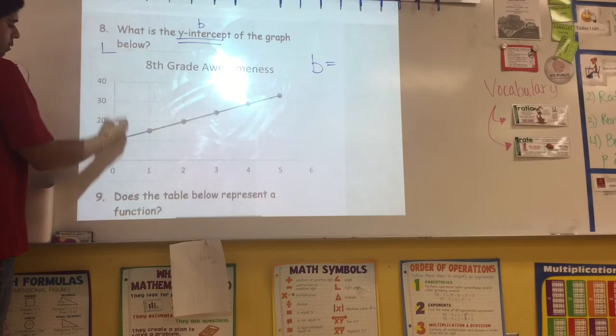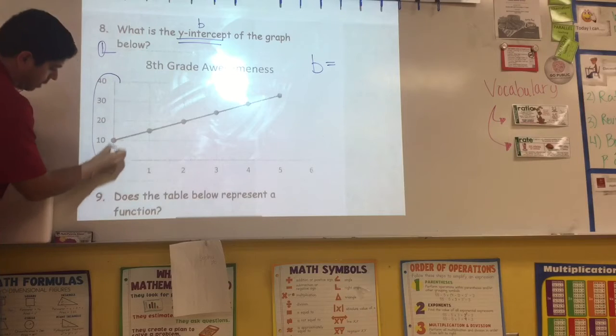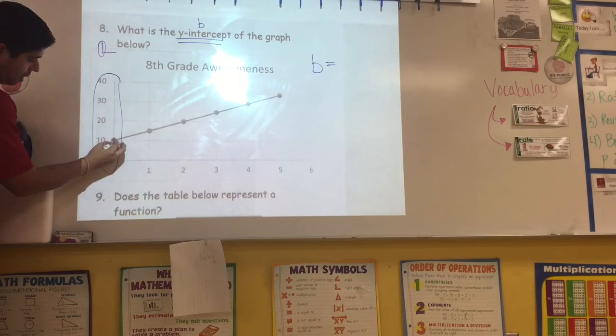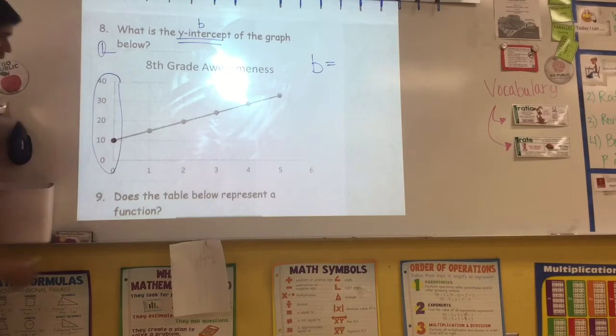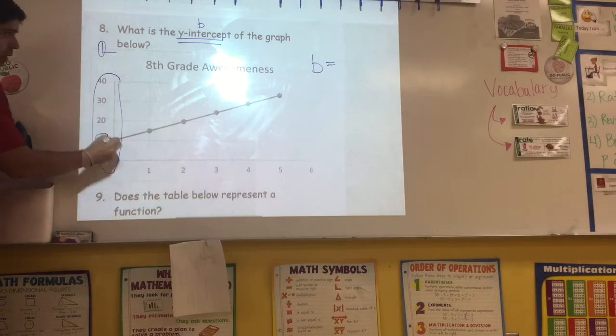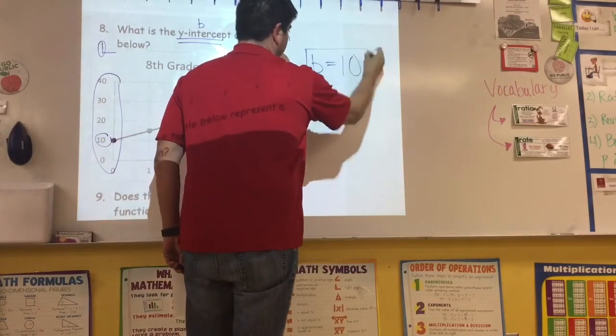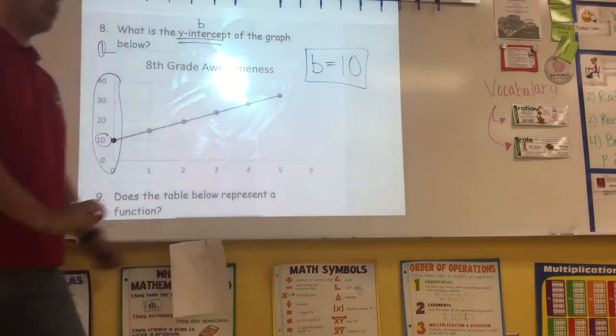So what I need to do is find out where this crosses that line. So where does it cross this line at? It starts out right here. So I mean, that's where it crosses. It would cross there. So my y-intercept is 10. Very simple. That's it. That's all I gotta do on that one. Not a lot of work.